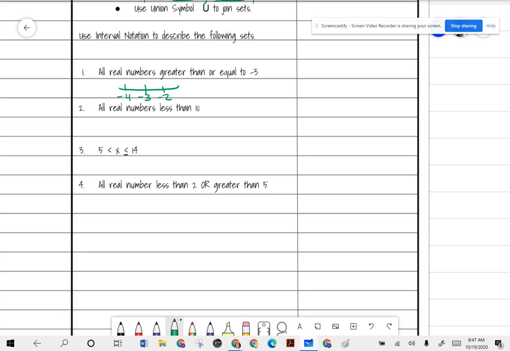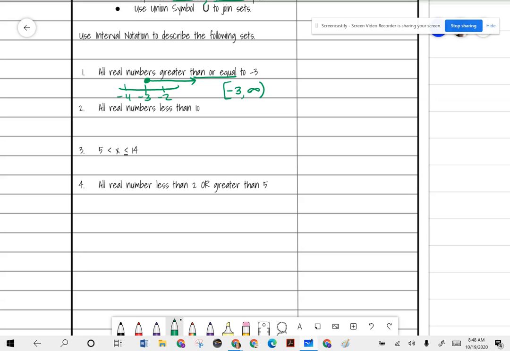So from here, I say all real numbers greater than or equal to. So I've got a closed dot, and then I am going to the right. So we should have no problem doing that number line. Now we're just going to take that and put it in interval notation. We know that the smallest number is going to be -3, and that arrow indicates that we are going on to positive infinity. With the -3, however, it's closed, so that means we're going to use brackets.